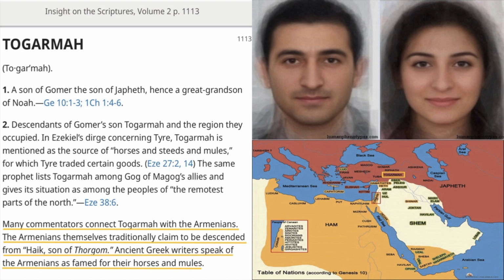And this is from Insight on the Scriptures, Volume 2, and it reads, Togarmah. Many commentators connect Togarmah with the Armenians. The Armenians themselves traditionally claim to be the descendants from Hayek, son of Togarmah. So we see that Armenians say that they descend from Hayek, and then Hayek is the son of Togarmah, who was in the Caucasus.